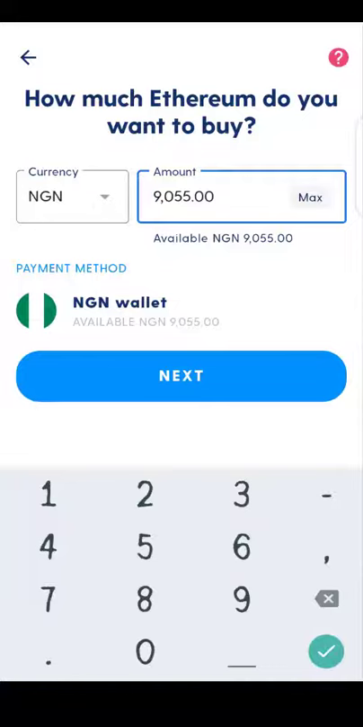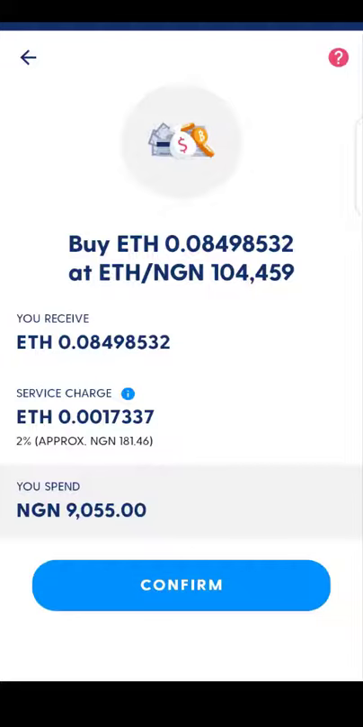Click on max. If you don't want to buy max, you can set it. Okay, I want to buy 20 Naira, but right now we are buying max. So click on max and click on next. So once you click on next, you see it says you receive 0.084 Ethereum. Service charge is 0.0017. That's the gas charge. So click on confirm to confirm this transaction.